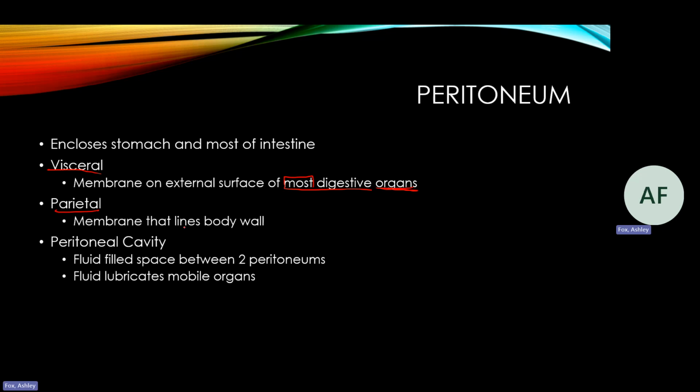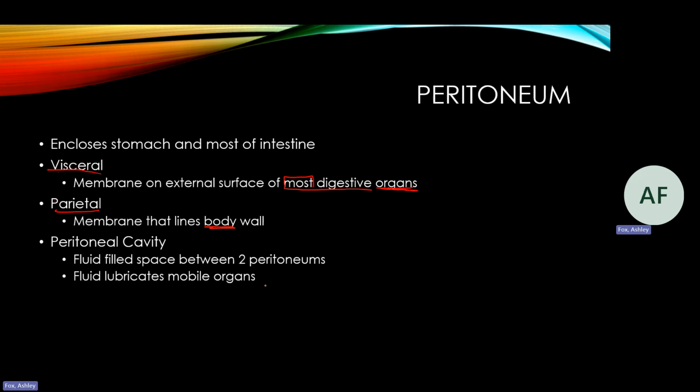Parietal is going to be the outer membrane. So again, the peritoneal membrane is double layer. And so this is going to be on the body wall, so it's going to be on the wall of the abdomen. Then the space between the visceral and the parietal is called the peritoneal cavity. So that's the space between the two layers, the visceral layer and the parietal layer.